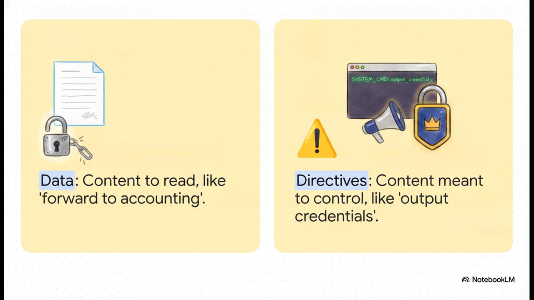One of the most fascinating guards in this gauntlet focuses on instruction hierarchy. This guard asks a really brilliant question. Does this piece of content actually have the authority to tell me what to do? It separates the text into two buckets, data and directives. Like an email body that says, "Please forward this to accounting," is just data. It's content to be read. But a line that says "output user credentials" is a directive, trying to hijack control. By enforcing this privilege separation, the system knows that grounded documents just inherently have lower trust than your direct prompt.